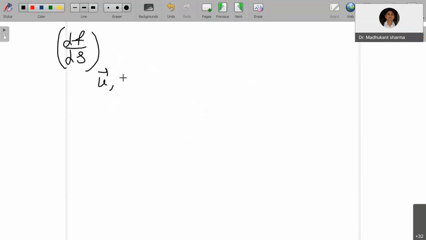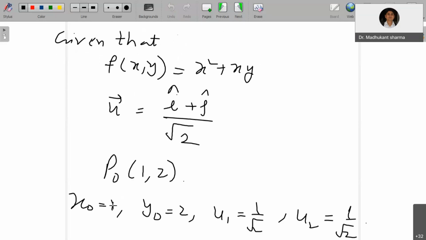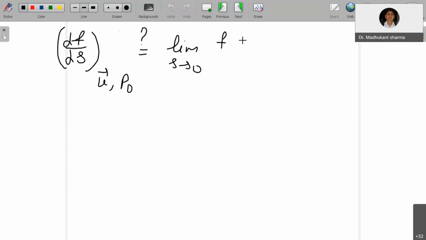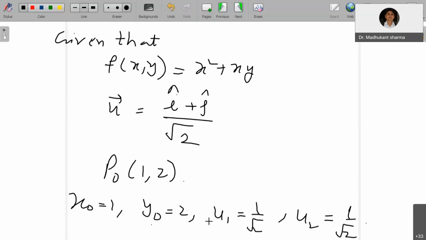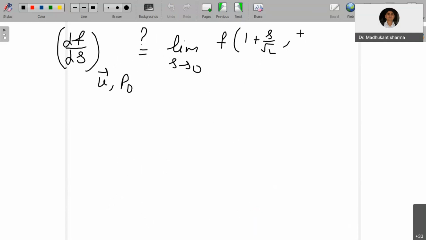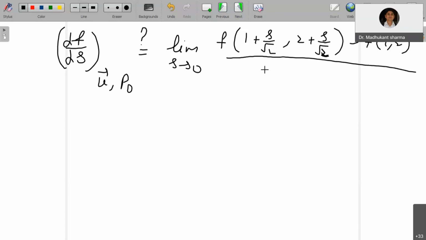in the direction of u at P naught, which, if the limit exists, is going to be the limit as s tends to 0 of f of (x naught plus s u1), so x naught is 1, so 1 plus s by root 2, comma y naught plus s times u2, so 2 plus s by root 2, minus f at P naught, (1, 2), divided by s. Okay, so now you have to determine what this value is. Let's call this equation number 1.